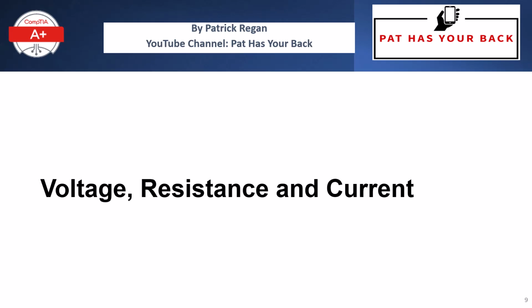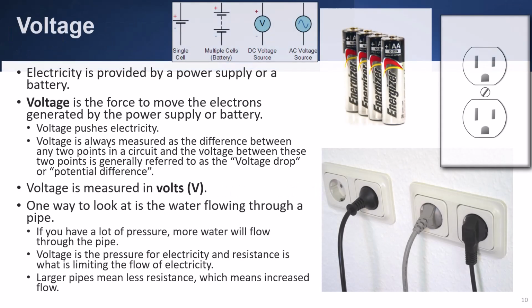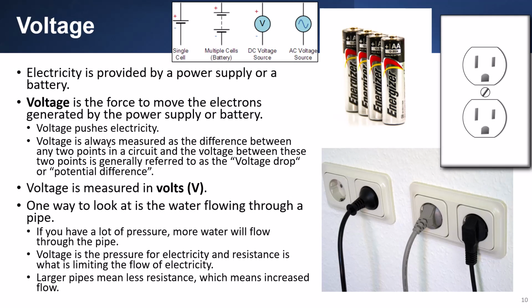Now that you understand what electricity is, let's talk about what is voltage, resistance, and current, and how they relate to each other. Voltage is the force that pushes electrons from atom to atom, which causes electricity to flow. In electronic devices, electricity is generated by a power supply or a battery. It is sometimes referred to as a voltage drop or potential difference, as electricity will flow from a high voltage point to a lower voltage point. Voltage is measured in volts.